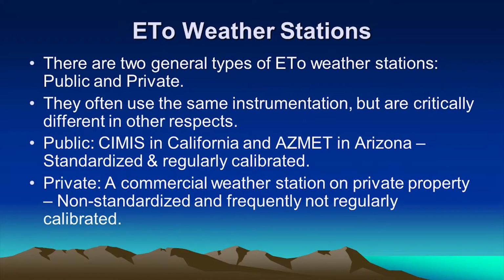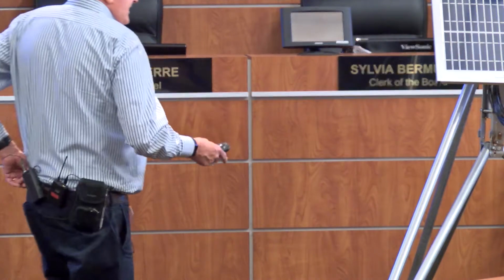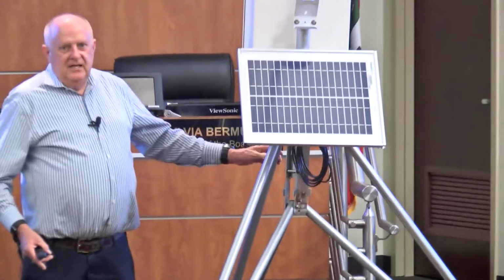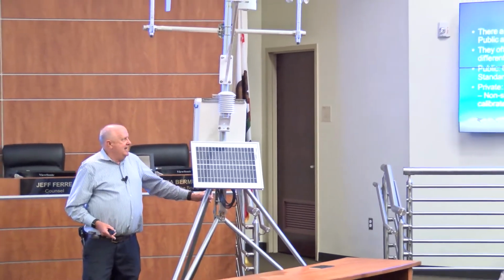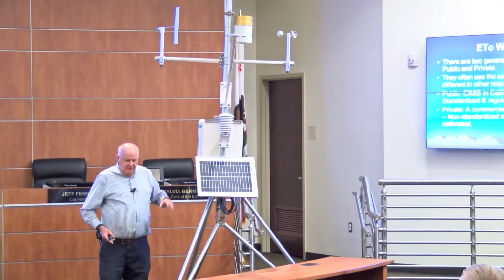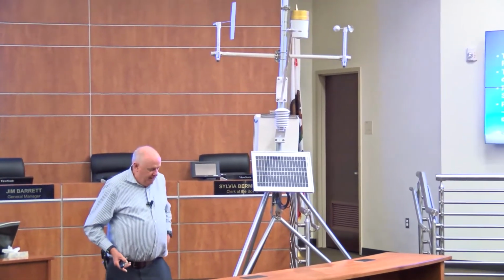Weather stations, not just any weather stations. There's two types of ETo weather stations, public and private. And they often use the same instrumentation. They're there to predict plant water use. This is a weather station. And this is the public one. This is the CIMIS weather station. And we're going to see all the components and stuff. But now there's private weather stations too that you can buy.